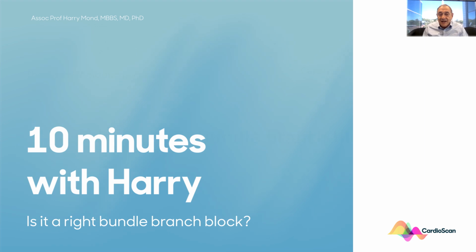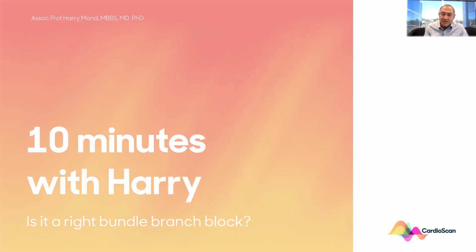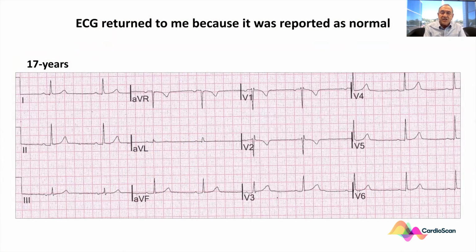One of the issues that I have with ECG reporting is that I occasionally get back a report saying, is this a right bundle branch block? What do I mean by this? Well, this is one of the ECGs that was returned to me because it was reported as normal. And indeed, it is correct. It is normal. However, the 17-year-old patient was told by me, by the technician, that this is an incomplete or partial right bundle branch block.